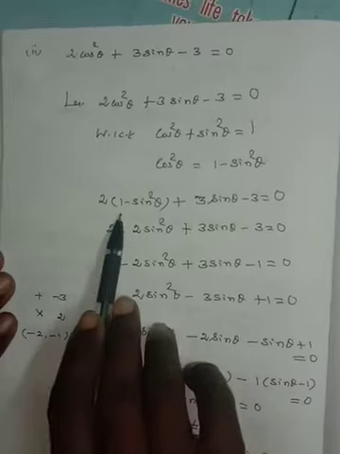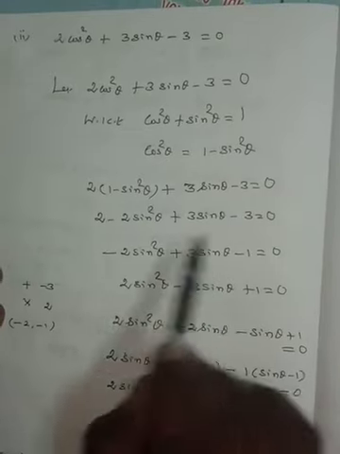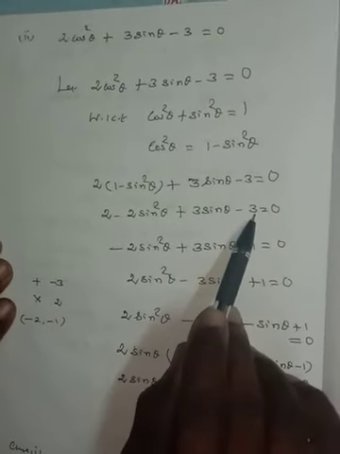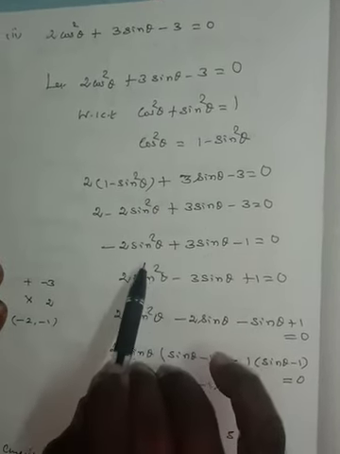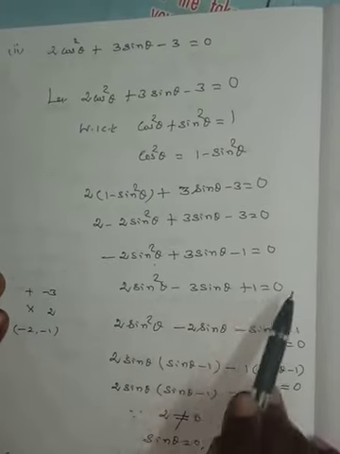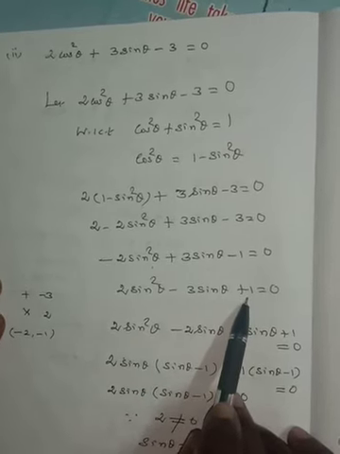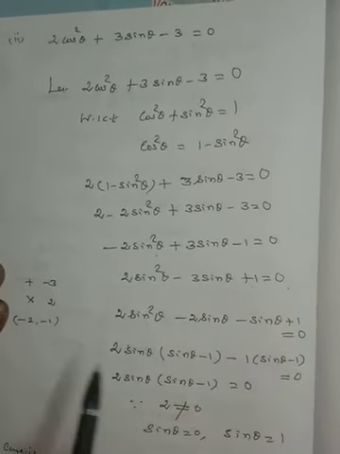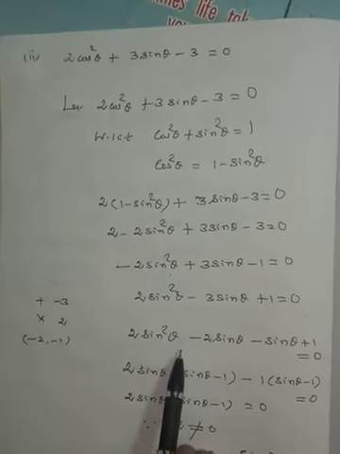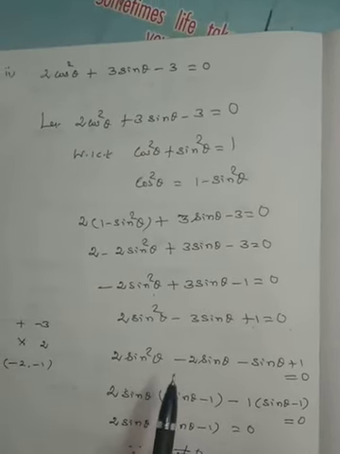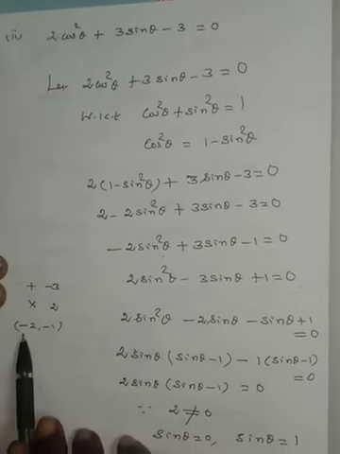Multiplying the first bracket, we get 2 minus 2 sin square x plus 3 sin x minus 3 is equal to 0. Now 2 minus 3 is minus 1, plus 3 sin theta minus 2 sin square theta. Multiplying by minus 1 on both sides, we have 2 sin square theta minus 3 sin theta plus 1 is equal to 0. Now take two numbers whose sum is minus 3 and whose product is 2. So the numbers are minus 2 and minus 1.